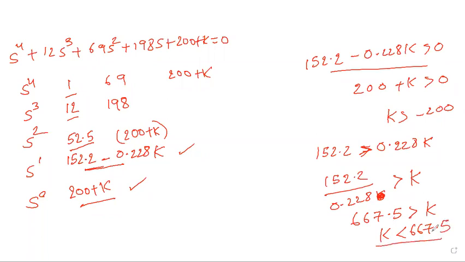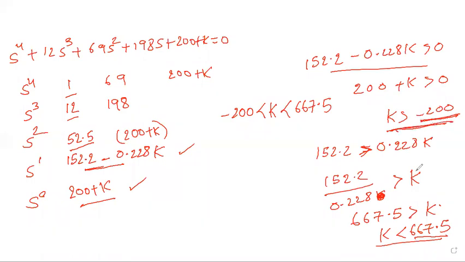Am I correct? Yes, sir. So what is the range of K from these two conditions? K must be greater than minus 200 and must be less than 667.5. So K is in between minus 200 less than K less than 667.5. Am I correct?